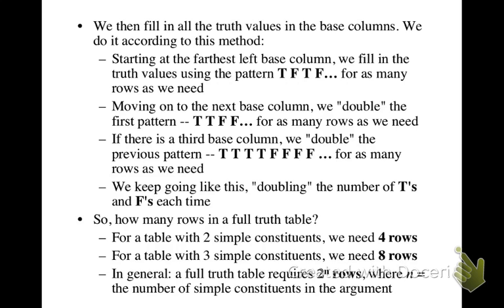So when we had 2 simple statements, we needed 4, because 2 to the second is 4. When we had 3 simple statements, we needed 8 rows, because 2 to the third is 8. So if we had 4 simple statements, then we would need 16 rows. We would need 2 to the fourth, and so on. So it can get quite long, very crazy.